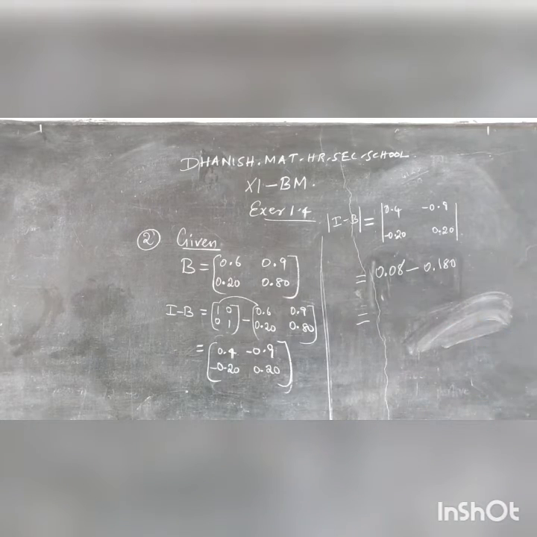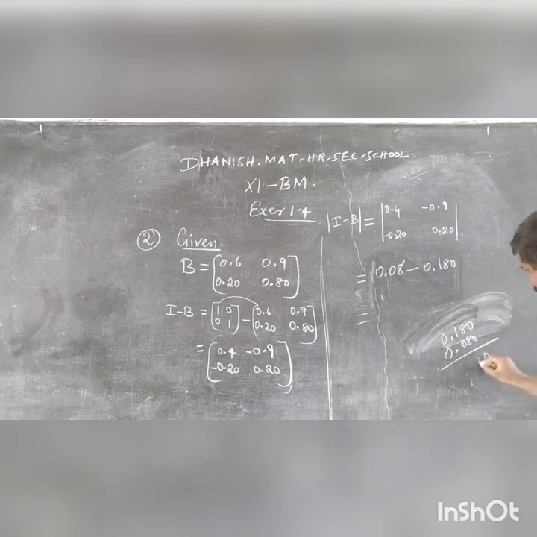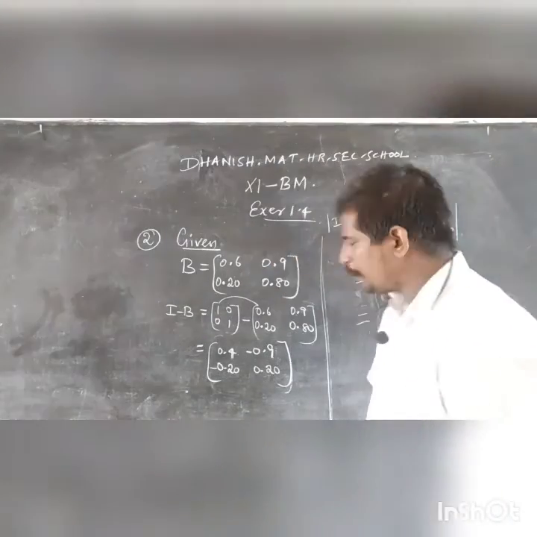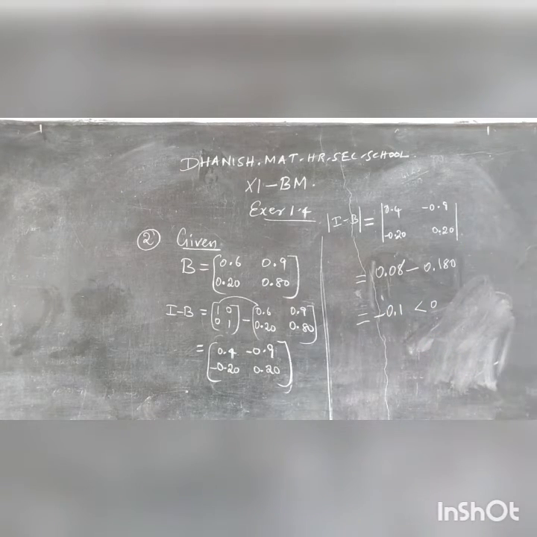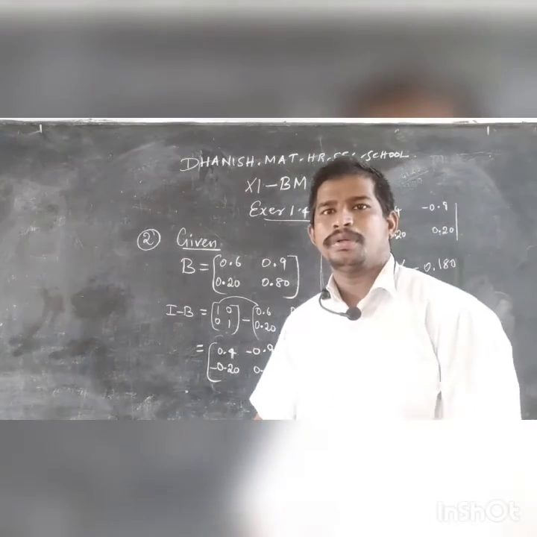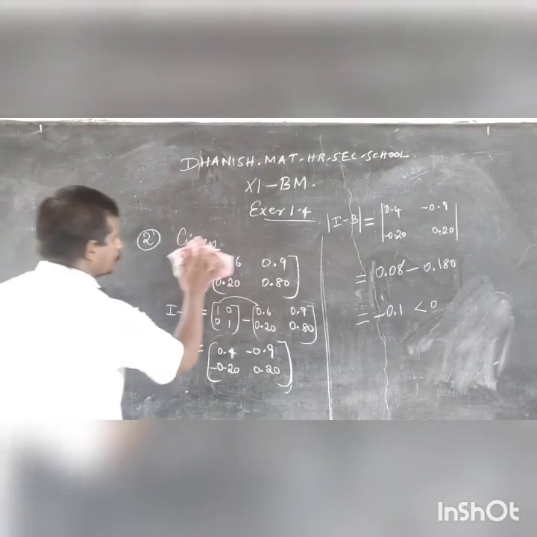Now I am going to subtract these two: 0.08 minus 0.180. The result is minus 0.1, which is less than 0. So our second condition is not satisfied. So here we can conclude that the given system is not viable. Okay, look at the third. Now we are going to do the third one.